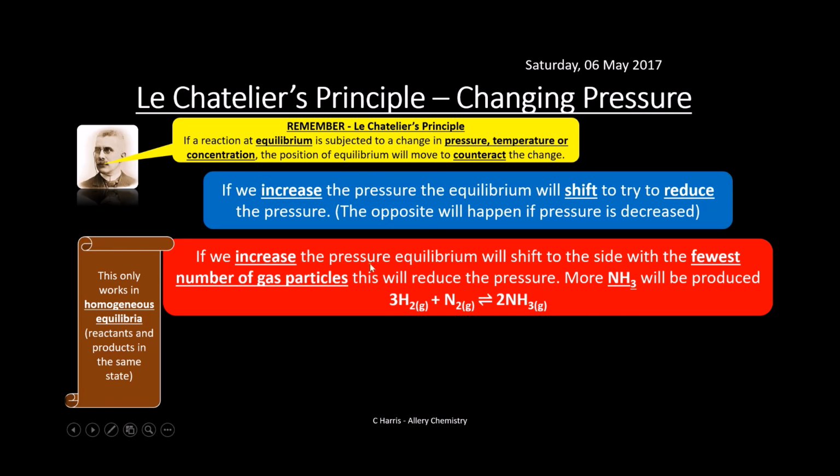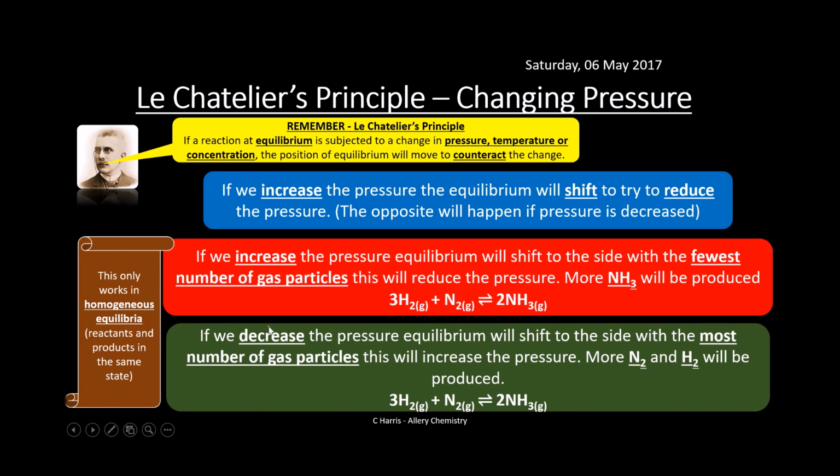Let's have a look. Increasing the pressure, it will move to the side with the fewest number of gas particles. That's the right hand side. We've only got 2 gas particles here. On the left, we've got 4. So increasing the pressure will mean we'll shift over here so you get more ammonia. Obviously, if we decrease the pressure, it will shift to the side with the most number of gas particles, to try and increase the pressure. So equilibrium will shift to the left because we've got more gas particles on the left. So we get more hydrogen and nitrogen gas produced.